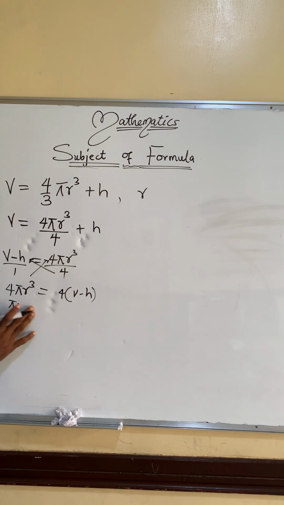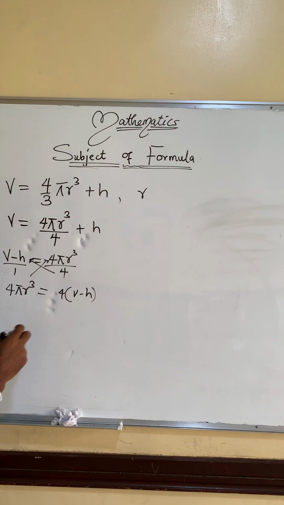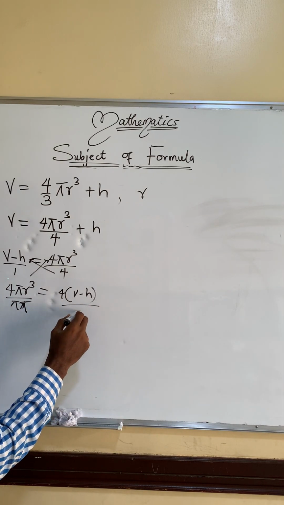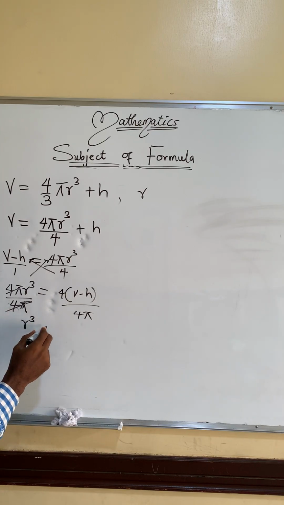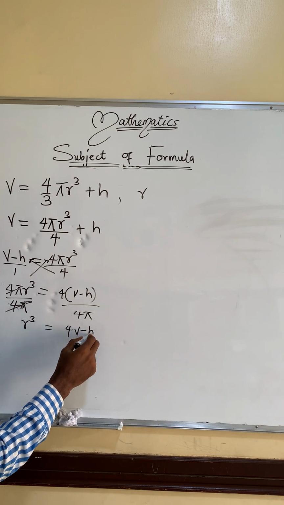Okay, let's leave it this way. I wanted to expand the bracket earlier, but let's leave it this way. So you divide both sides by the coefficient of R. So we have 4 pi over 4 pi. So I have 4 pi cancelling 4 pi. So you have R cubed is equal to 4 V minus H over 4 pi.